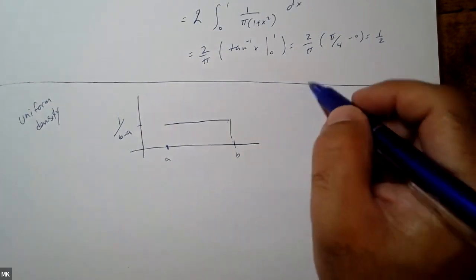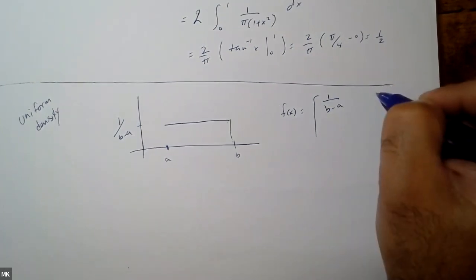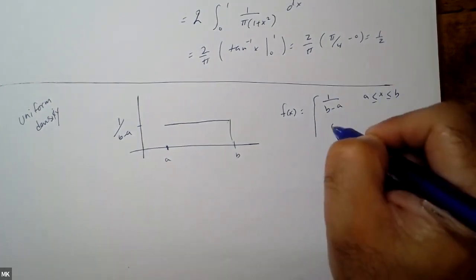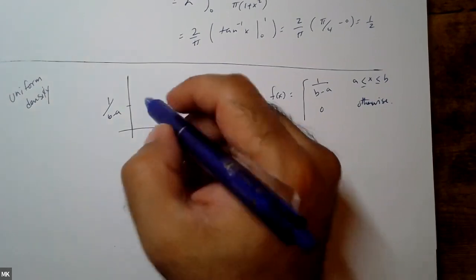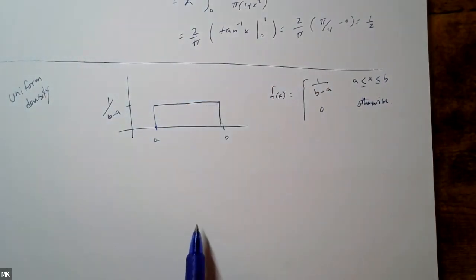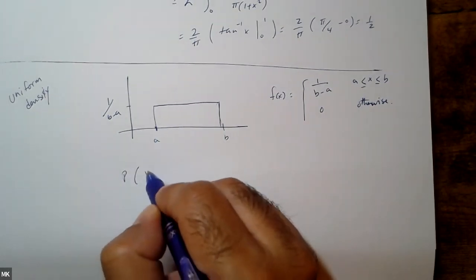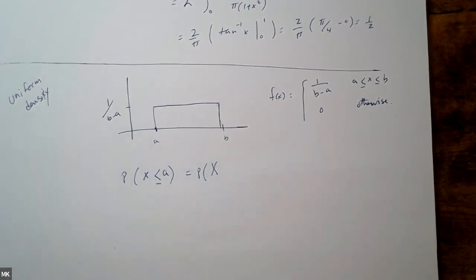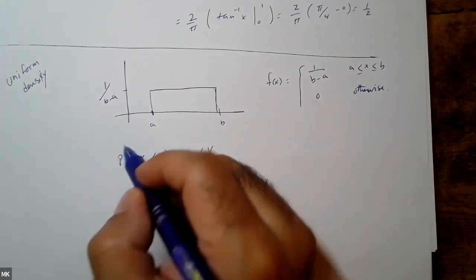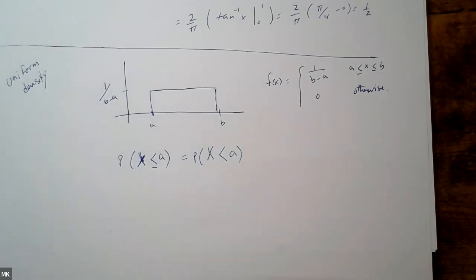So basically, it's 1 over B minus A when X is between A and B, and 0 otherwise. That's the definition of it. And then if somebody says, what is the probability of X less than or equal to A, or less than A, and we usually write a random variable with capital X, they're the same. Less than or equal to, or less than, it doesn't make a difference. It's going to be 0.